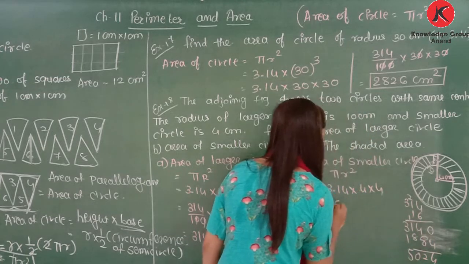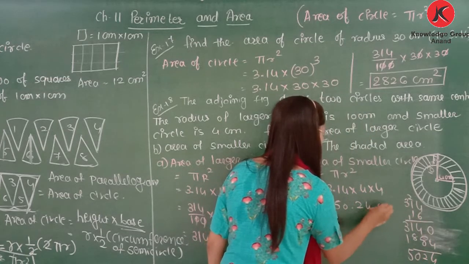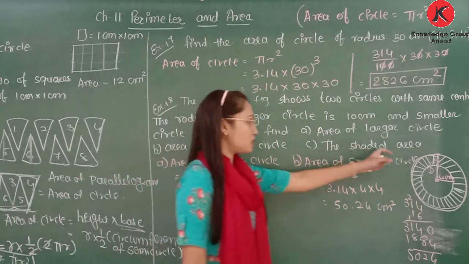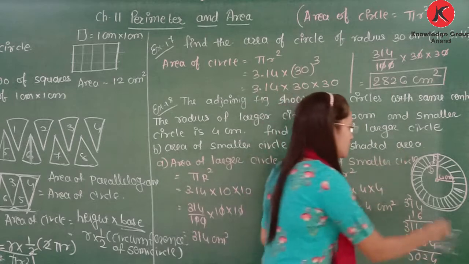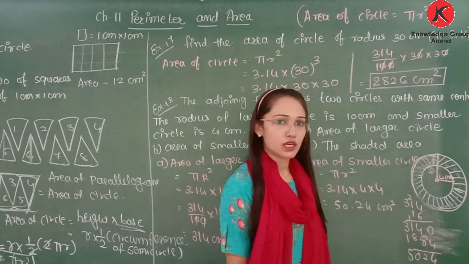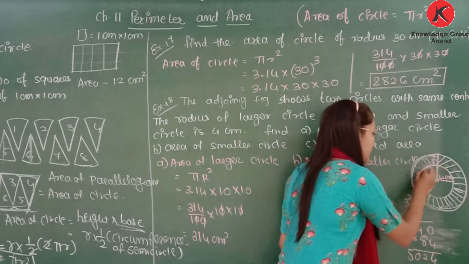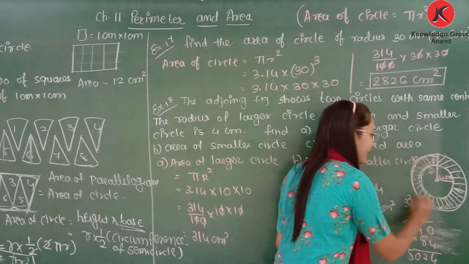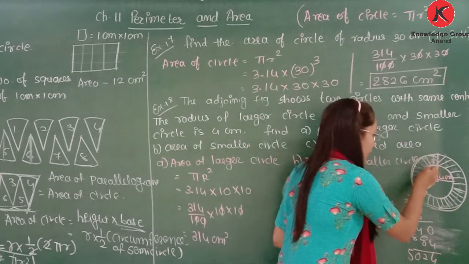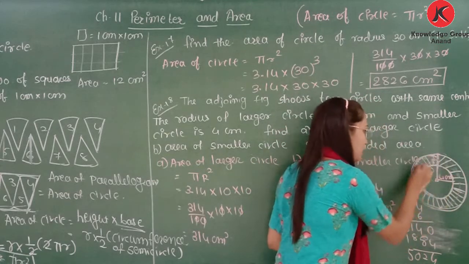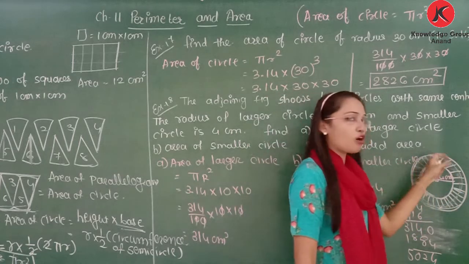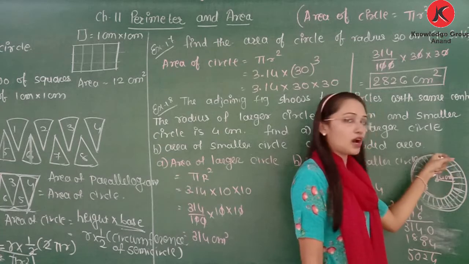So that is what? 50.24 centimeters. Now, area of the shaded area. You can see these are the shaded area. So how can we get this area? If we subtract this area from the whole area, from the larger area, if we cut this area, then we get this part only. So we need to subtract the area of the smaller circle from the area of the larger circle.